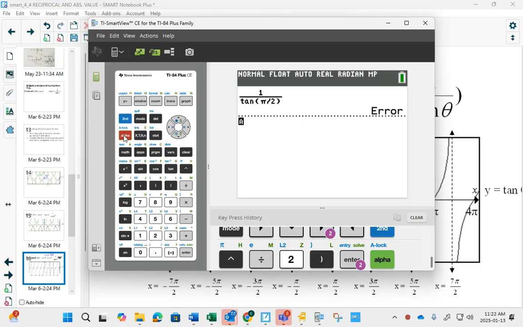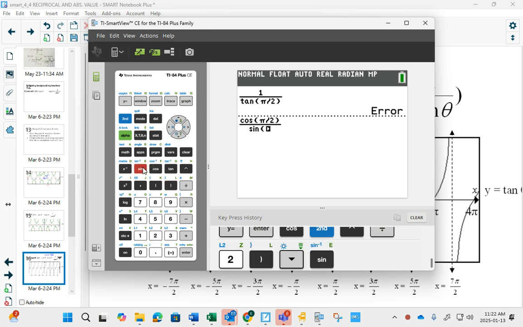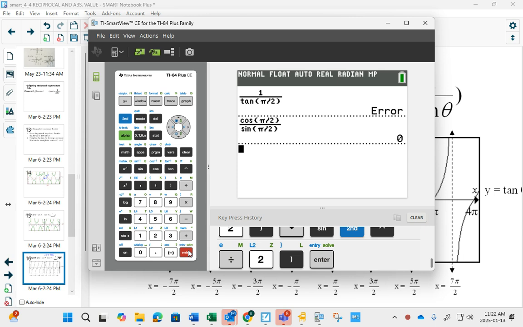Let's quit that. But if I went and did cos of pi over 2 divided by sine of pi over 2, because that's also cotangent, I get 0. So now the question is, what did mathematicians decide for cotangent? Is cotangent of pi over 2 going to be equal to 1 over tangent of pi over 2 and be undefined? Or are they going to use that it's equal to cos of pi over 2 over sine of pi over 2 and decide it's equal to 0?